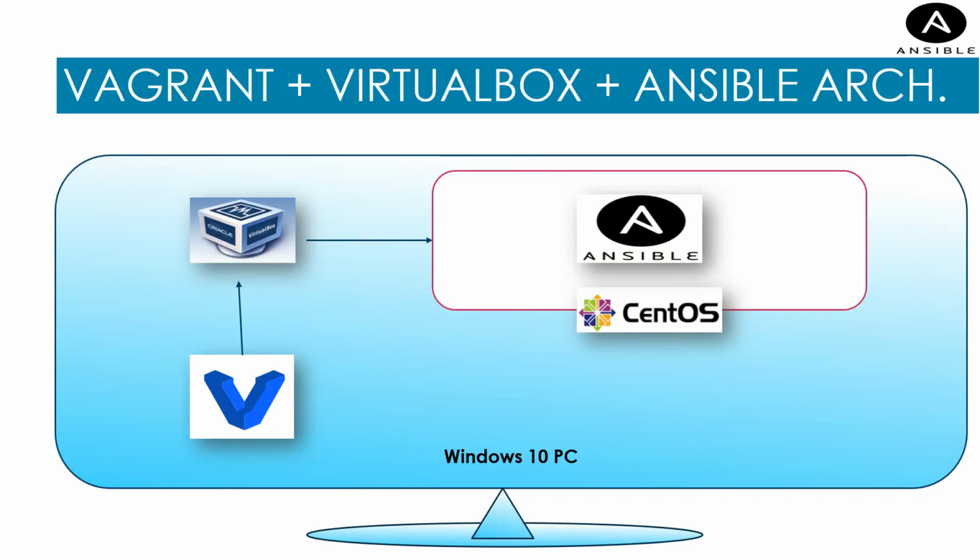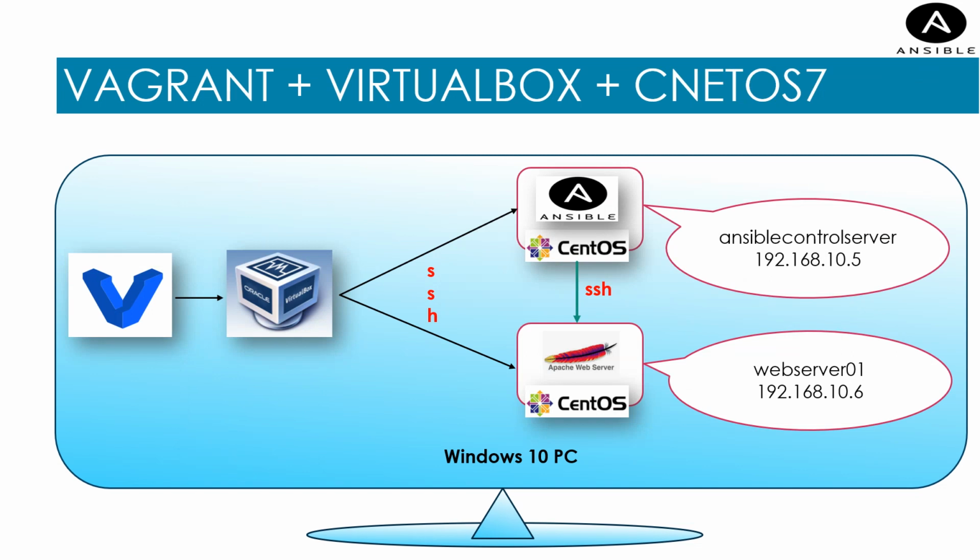We'll also talk in more detail about Vagrant installation and VirtualBox installation, and then with the help of Vagrant and VirtualBox on a Windows 10 PC, we'll configure the Ansible server and one web server, and we'll SSH into the Ansible server and web server with the help of a dedicated private IP address for the web server and the Ansible control server.